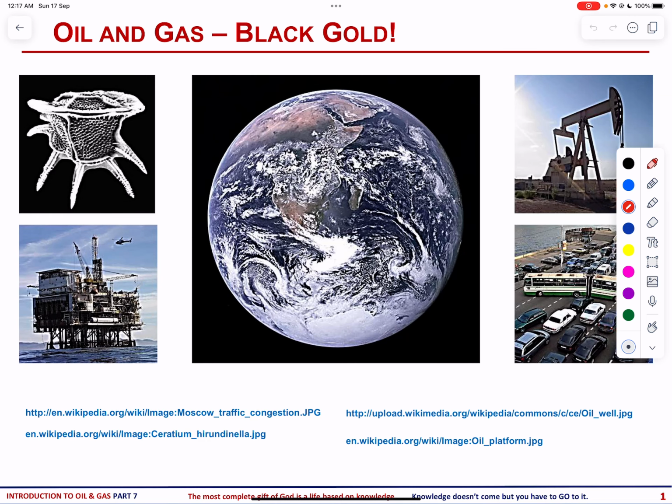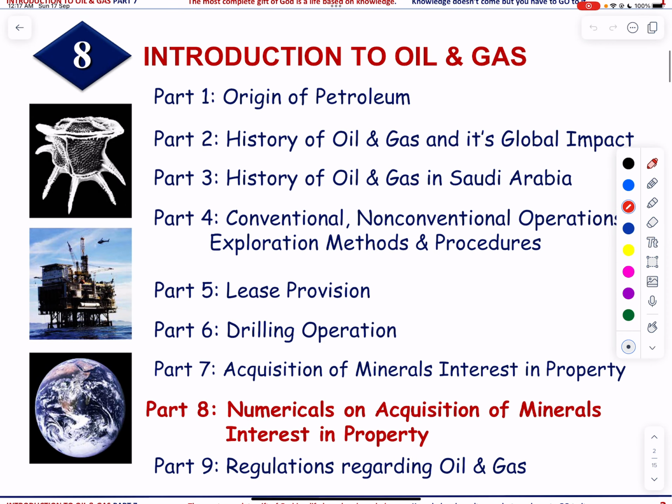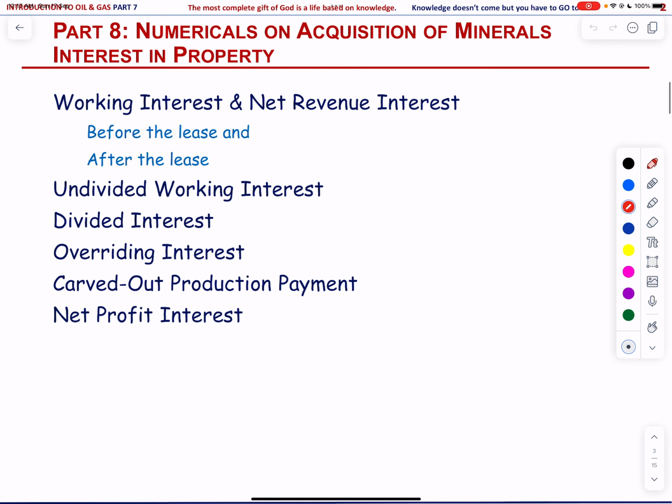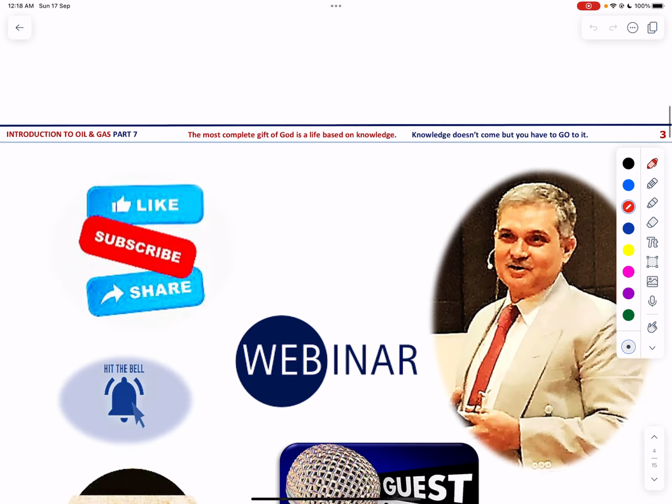Bismillahirrahmanirrahim. In this video, we are going to solve mathematical exercises on acquisition of minerals interest in property. We will solve exercises on working interest and net revenue interest before the lease and after the lease, undivided working interest, dividend interest, overriding interest, carved out production payment, and finally net profit interest.